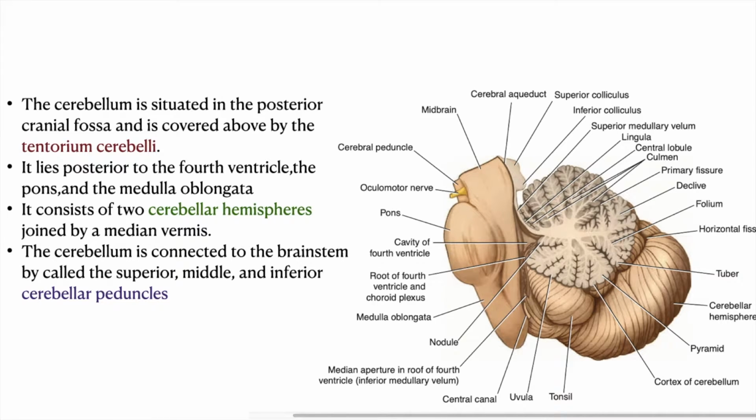The anatomy of the cerebellum. The cerebellum is situated in the posterior cranial fossa and is covered by the tentorium cerebelli. It lies posterior to the fourth ventricle, the pons, and the medulla. It consists of two cerebellar hemispheres joined by a median vermis. The cerebellum is connected to the brain stem by the superior, middle, and inferior cerebellar peduncles.